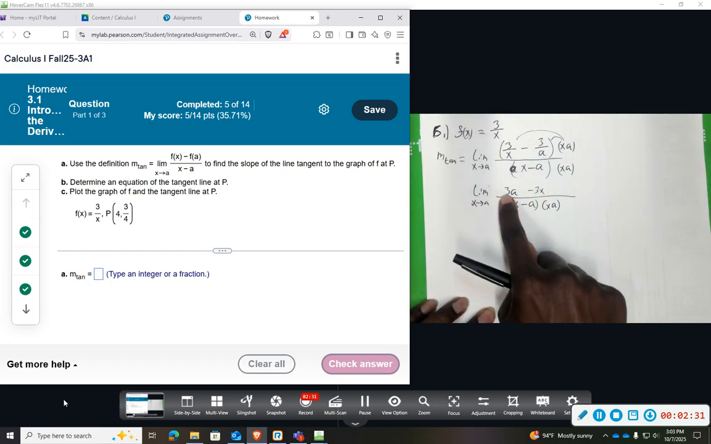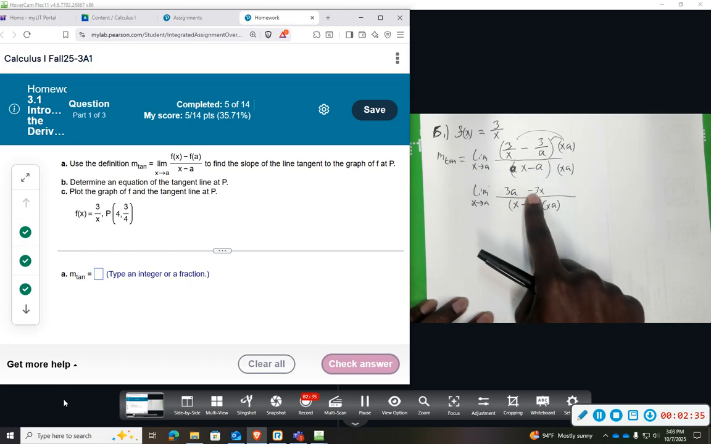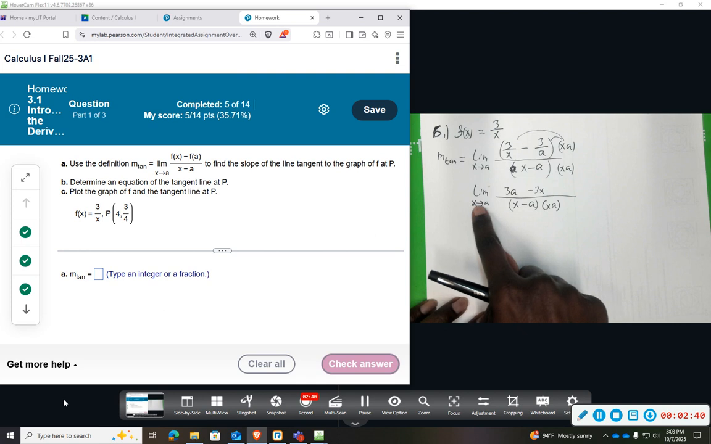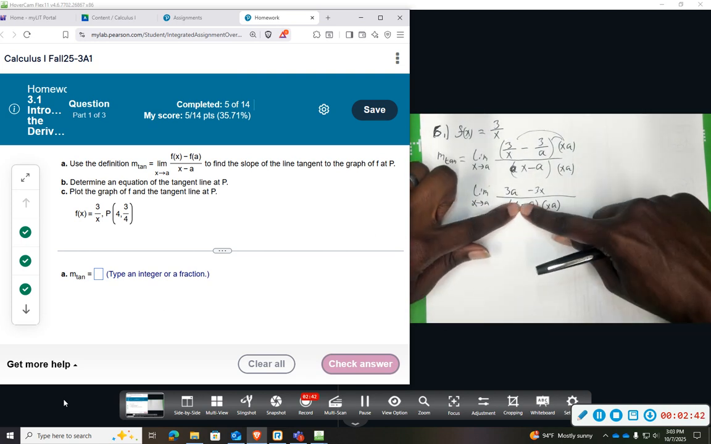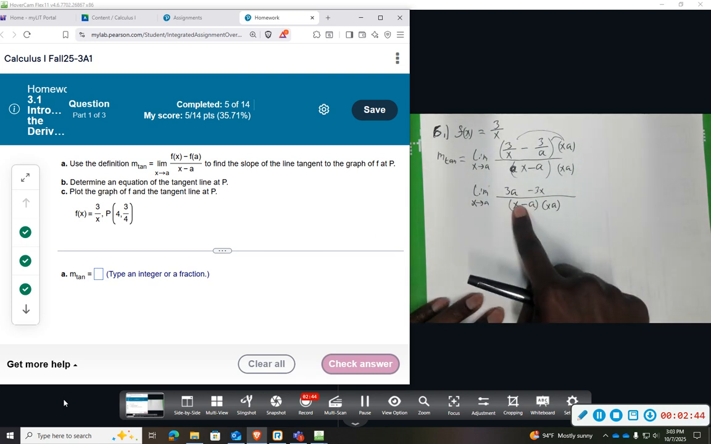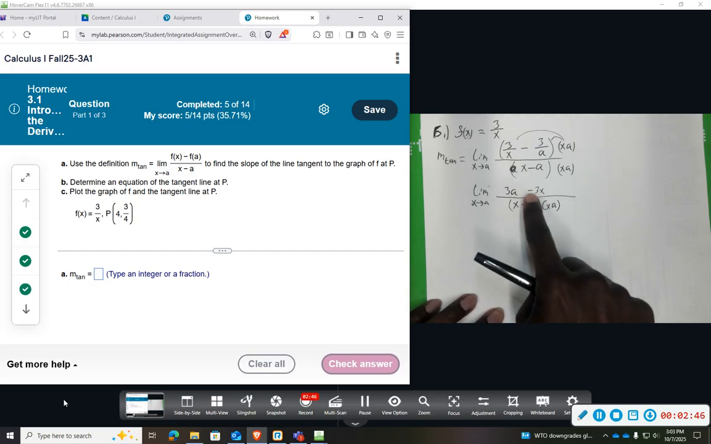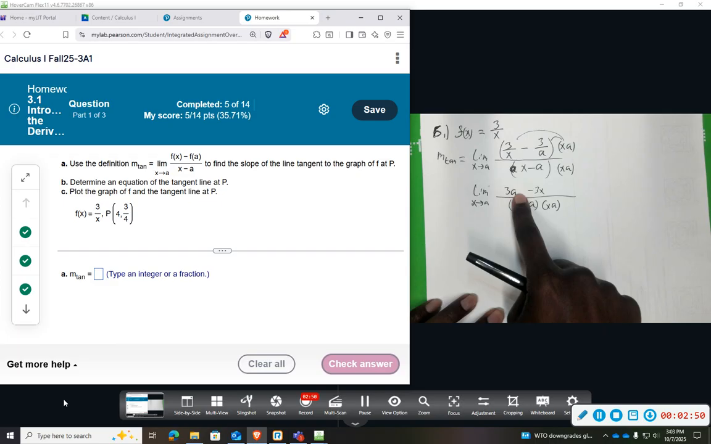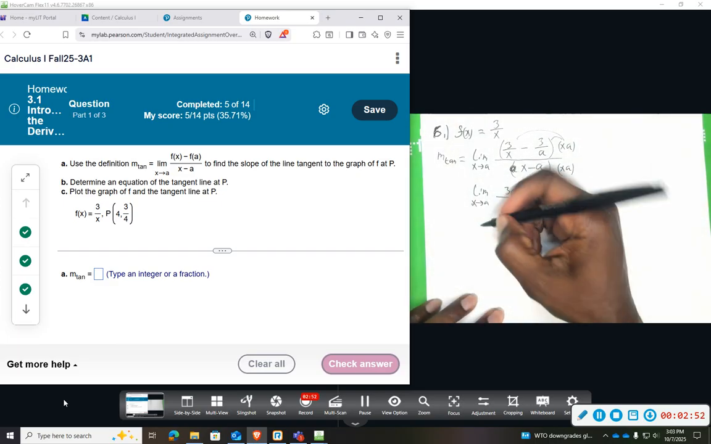In the numerator, both of these terms have 3 in them, but the idea is I'm trying to cancel out this term. As x goes to a, this term is going to get close to 0, and so I'm looking to cancel out this term. So looking ahead, I want to factor out a negative 3 so that this expression will be equal to this expression.